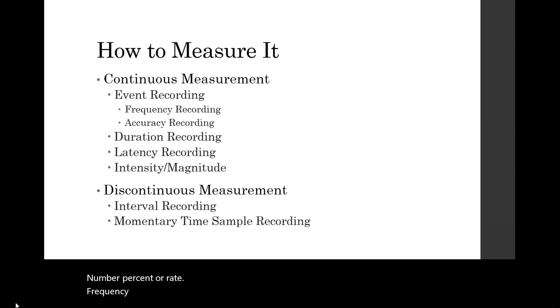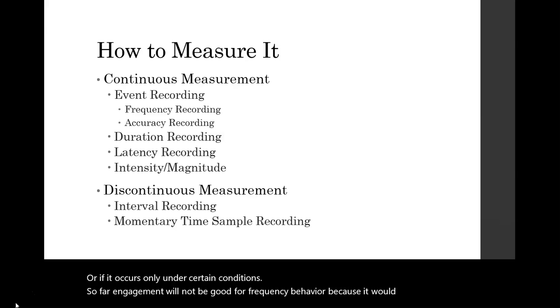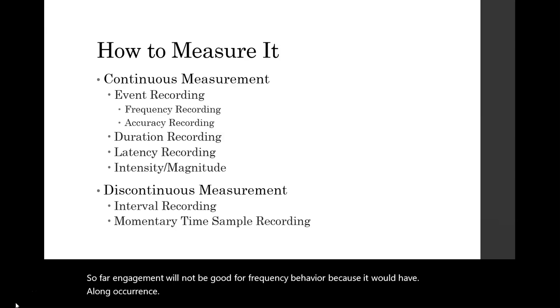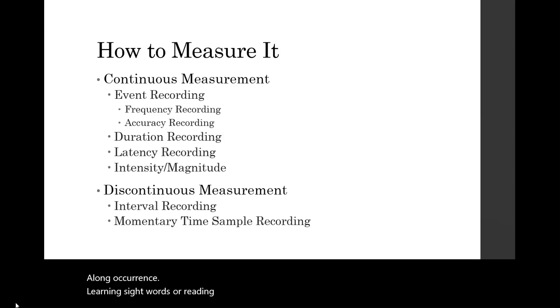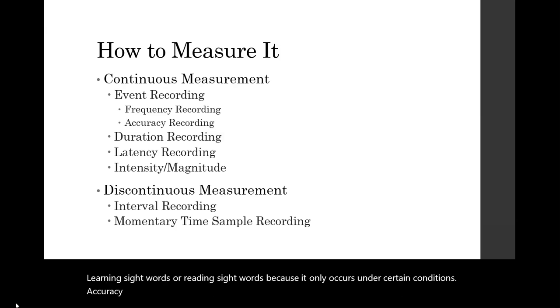Frequency recording is how often a behavior occurs. It's not good if a behavior is continuous across the day or if it occurs only under certain conditions. So engagement would not be good for frequency recording because it would have a long occurrence, or learning sight words or reading sight words because it only occurs under certain conditions. Accuracy recording is the number or percentage correct. So that would be good for acquisition of new behaviors.